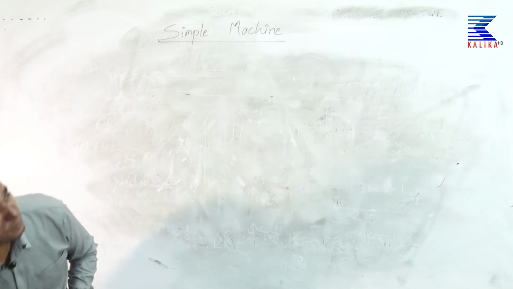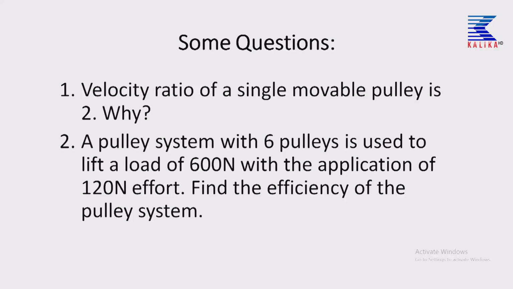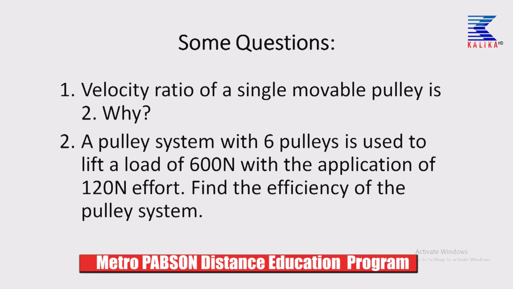So I have brought some questions for you. Velocity ratio of a single movable pulley is 2. Why? I just explained why VR is 2 in a single movable pulley. VR is 2 because effort distance in a single movable pulley is always double the load distance. So if we need to pull the load up by 1 meter, then we have to pull the rope down by 2 meters. It means effort distance always becomes double of the load distance.